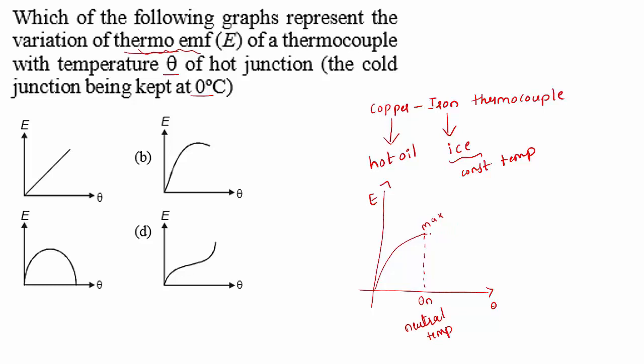After that, it goes on decreasing. At a particular temperature it decreases, so we are going to call it temperature inversion. Right? So this is the graphical representation of thermo-EMF versus temperature. By utilizing heat energy, you are going to produce EMF. So the right option is C. This is option C. This is right.